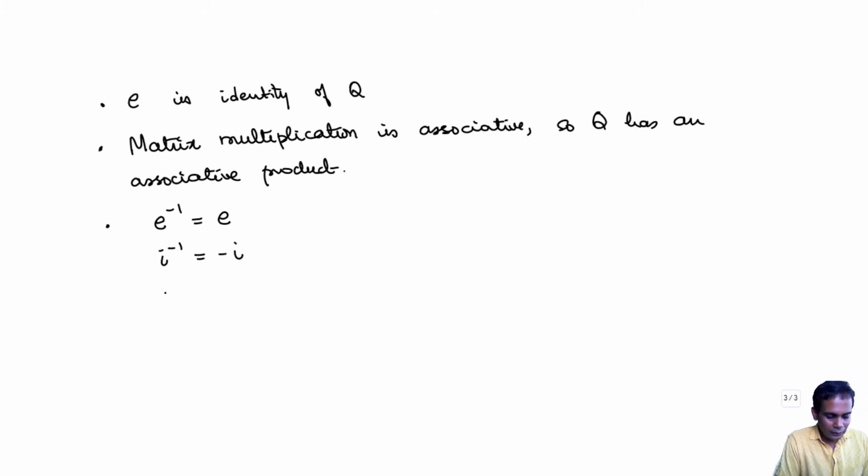Similarly, J into J is minus E. So J into minus J is going to be E. So J inverse is minus J. K inverse is minus K. And if you have negative, then the negative of I inverse is I. So these are mutually inverse pairs. And so this makes sure that each element of Q has an inverse. And hence we can conclude that Q is a group. Q satisfies all the group axioms.